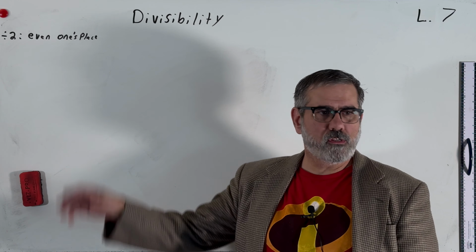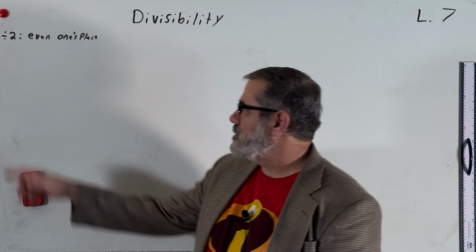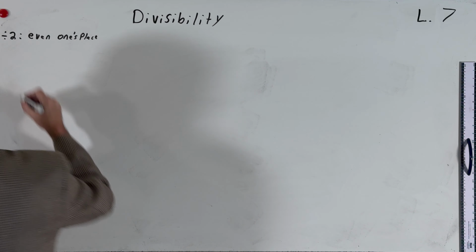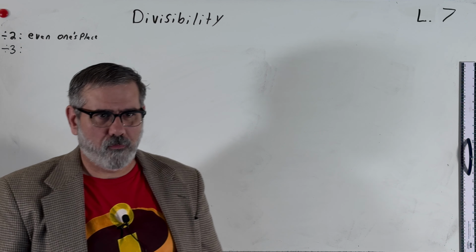Now, I'm going to do this in order, by the way. There's probably a more sensible order to do it in, but I'm going to just do these numbers in order. So now what about divisibility by 3? Oh, no, I skipped a very important one, divisibility by 1.